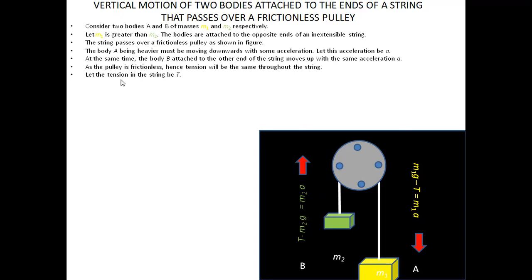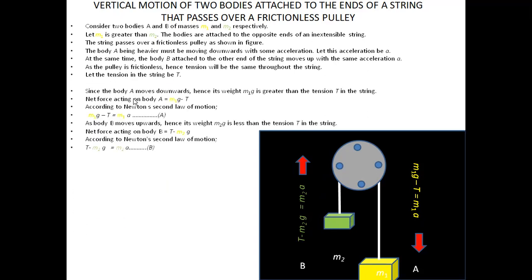Let the tension in the string be T. So we have to find out T. Since body A moves downwards, its weight m1g is greater than the tension T, just like I told you. That means the tension is less than the weight of the mass of the block. That is why I've written m1g minus T, because m1g is greater than the value of T.